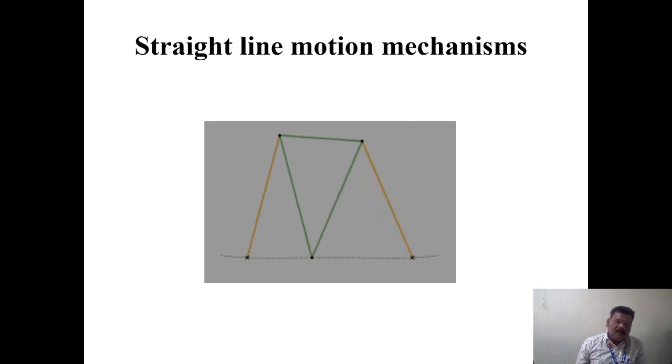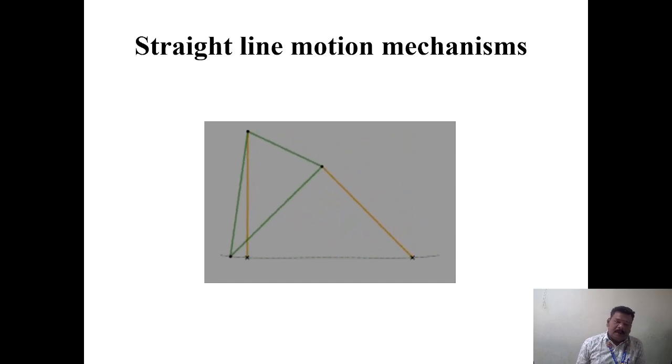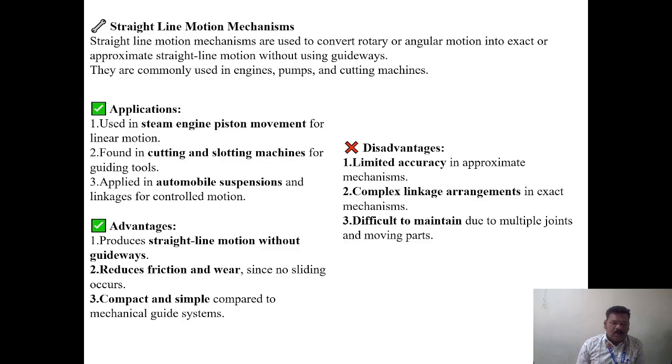These are all the animated images of a straight line motion mechanism. You can see that straight line motion mechanisms are used to convert rotary or angular motion into an exact or approximate straight line motion without using guidelines. They are commonly used in engines, pumps and cutting machines. The applications are steam engine piston movement, cutting and slotting mechanisms, automobile suspension. These are all the major applications of the mechanism.